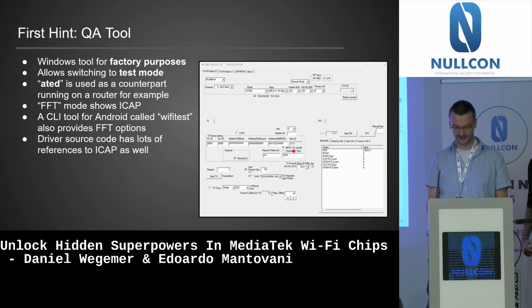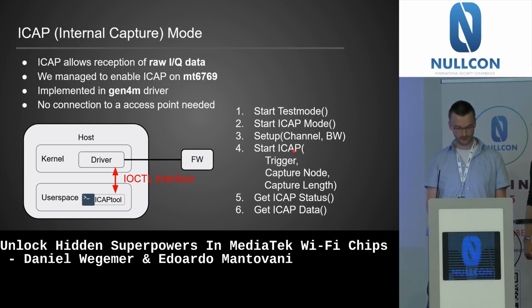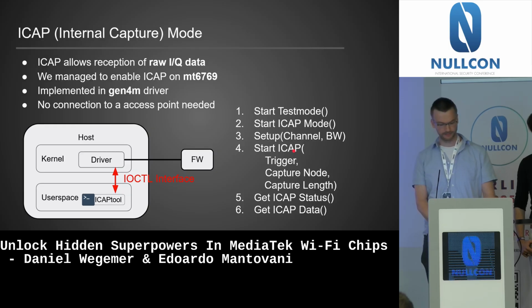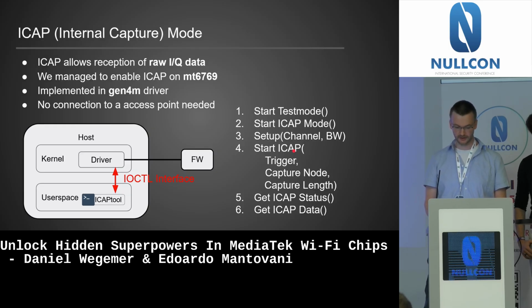And there was also a CLI tool for Android, which was called Wi-Fi test, which also provided similar FFT options, and the driver had lots of mentions of this ICAP mode. So what is this ICAP mode? It's called internal capture mode. And so these IQ data, which we had to look at before, this is basically used to receive this. So we were able to enable this for the MT6769. This chip uses the Gen 4M driver, and if you enable this, you actually don't need to have a connection to anything. You can just receive all the data coming into the chip.